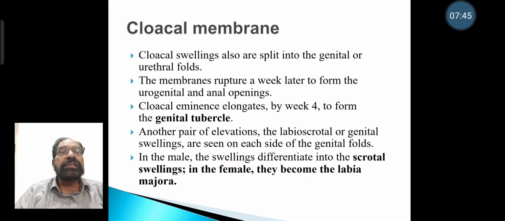Cloacal eminence elongates by week 4 to form genital tubercle. Another pair of elevations, labioscrotal or genital swellings, are seen on each side of genital folds. In the male, the swellings differentiate into scrotal swellings. In the female, they become labia majora.